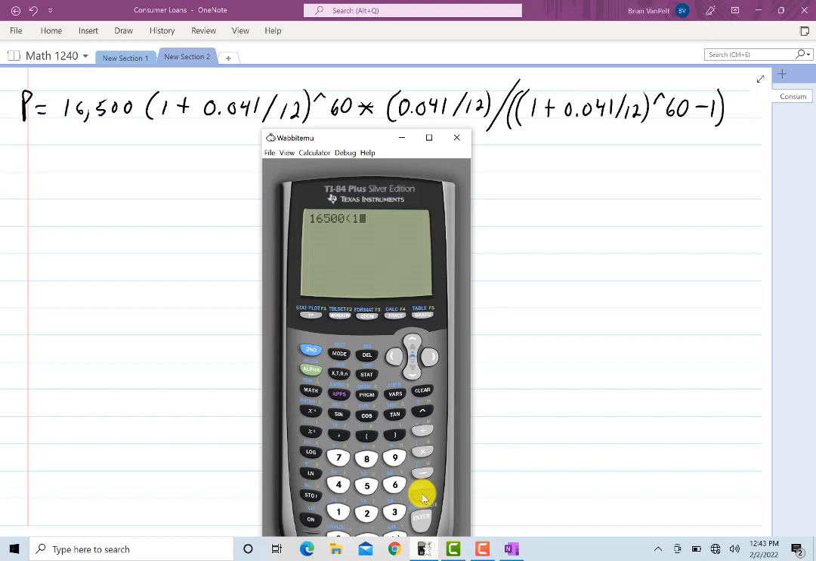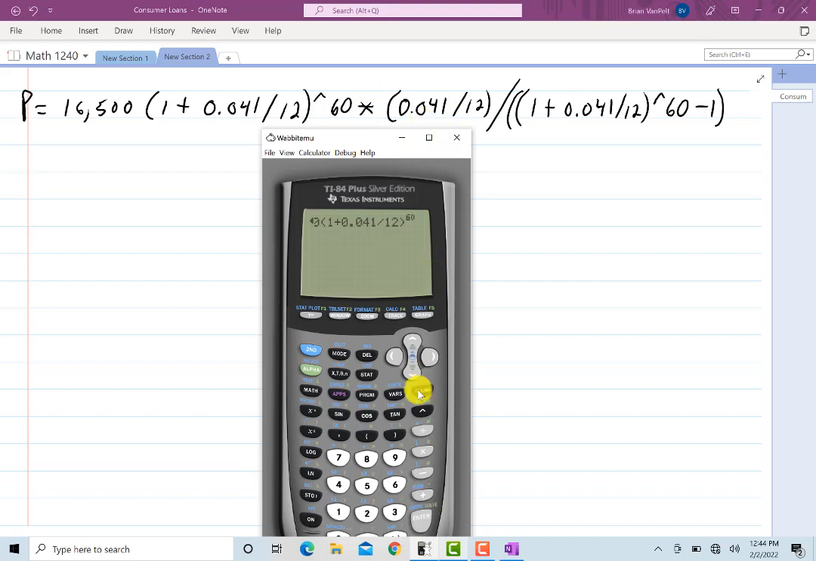1 plus 0.041 divided by 12. Finish that parenthesis. Do the exponent. Put a 60. Now on the calculator I'm using, the 60 is raised up. To come down off of there, I have to hit the right arrow. And I've done that. Now let me put the 0.041 over 12.